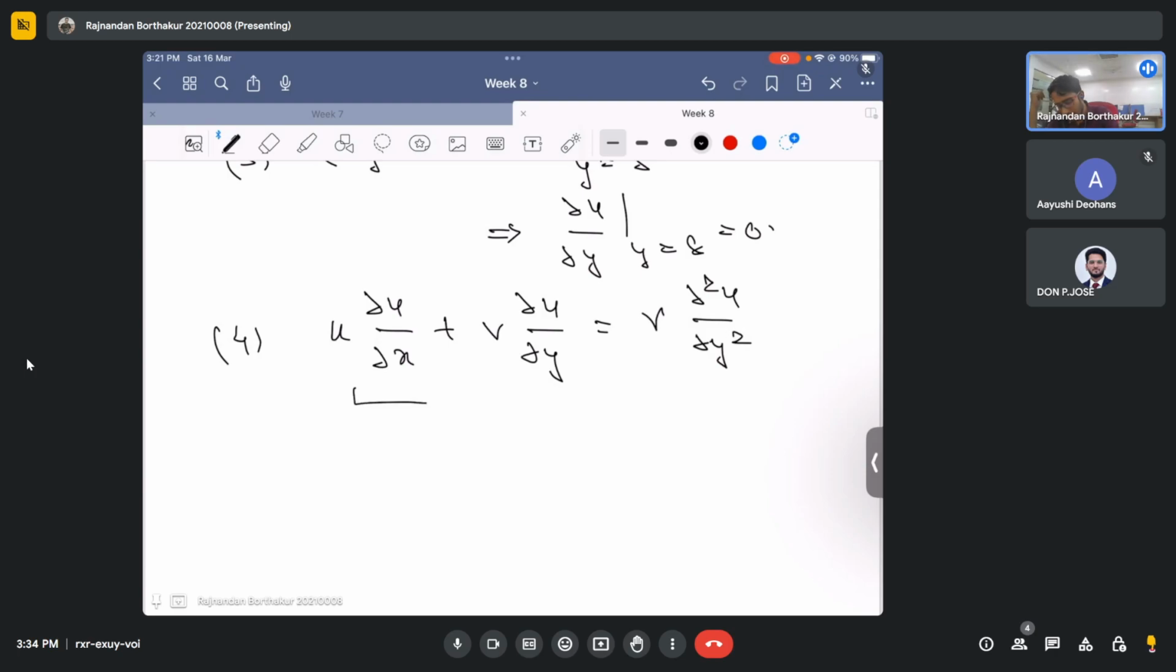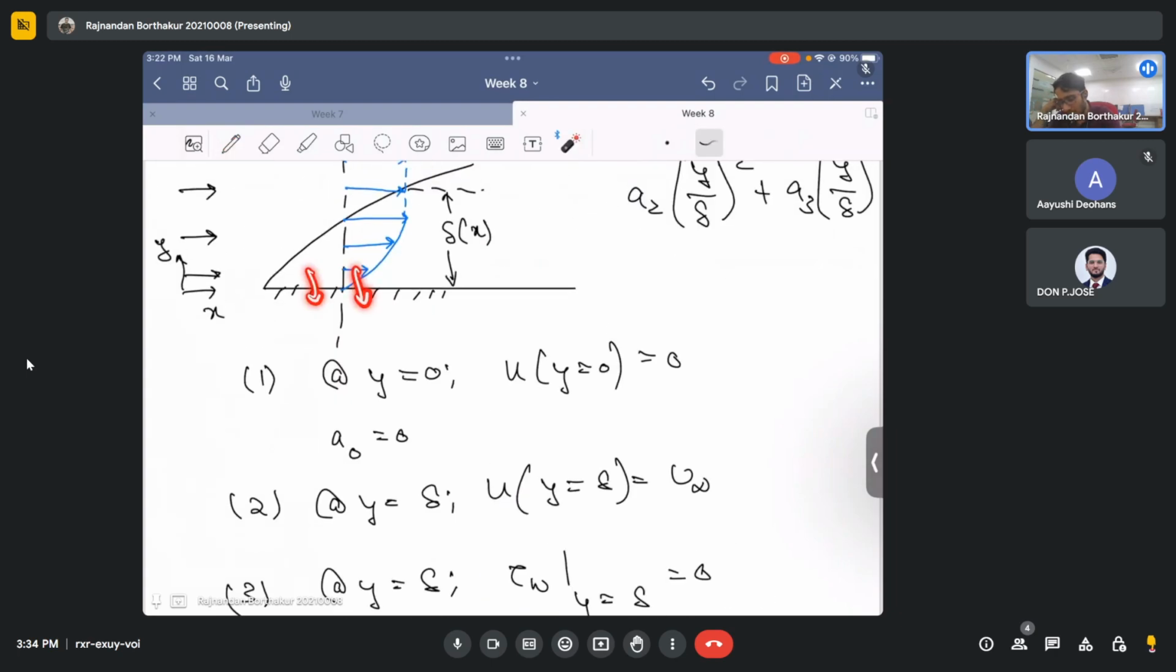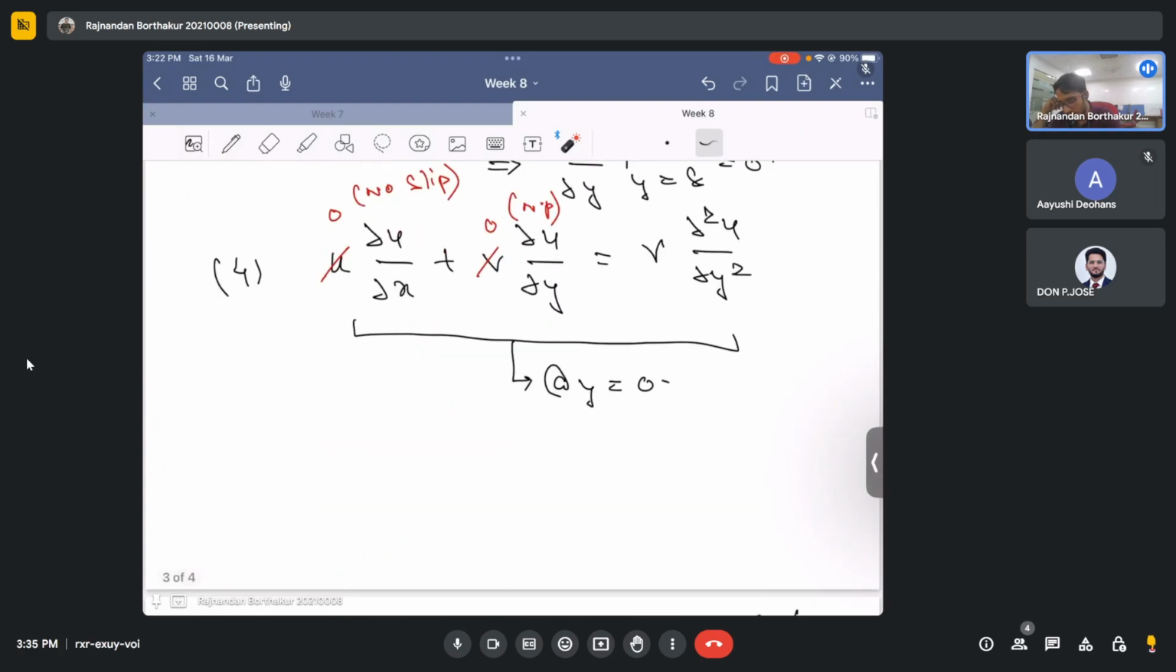Now if this equation is applied at y equal to 0, let's see what happens. u at y equal to 0 is 0 because of the no slip. Remember we are applying this equation at y equal to 0. So this term would be 0 due to no slip. This term would be 0 due to no penetration, because fluid cannot penetrate through this flat plate, so the fluid cannot move inside the plate. So this becomes equal to 0, which means we end up getting del square u by del y square equal to 0. This happens at y equal to 0.